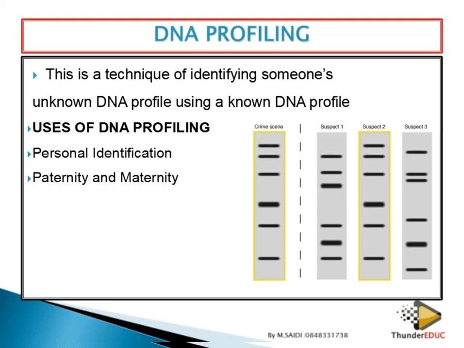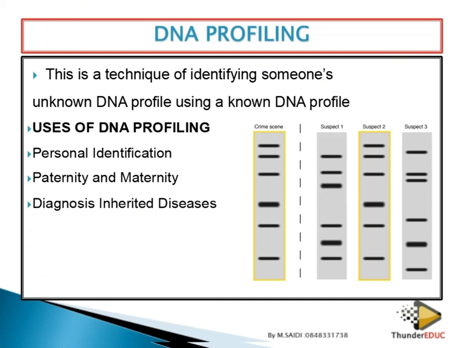In this case, they will be identical because it's from the same source. But when you look at a paternity case, where we are trying to confirm the father of the child, the child's DNA profile will not be 100% matching with the father. Some black bars will match with those of the father, others with those of the mother.